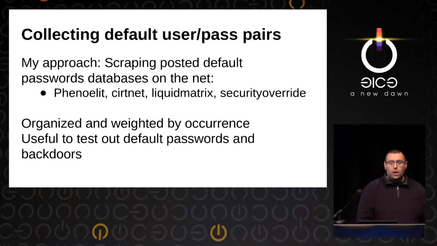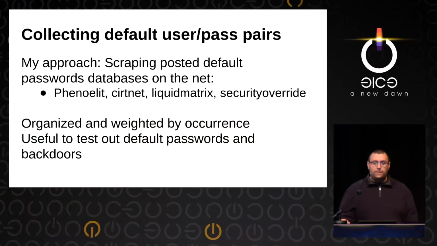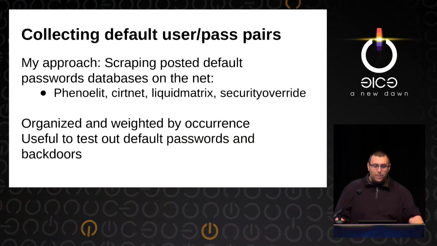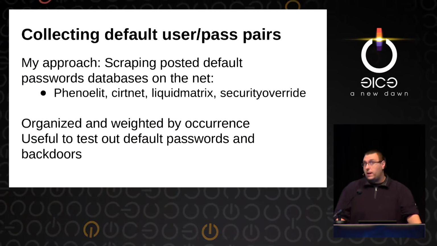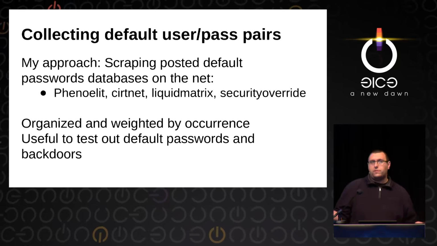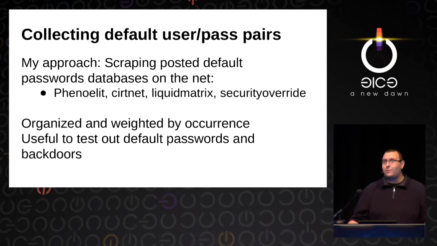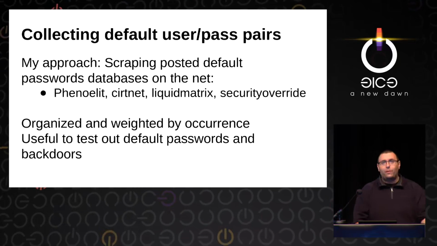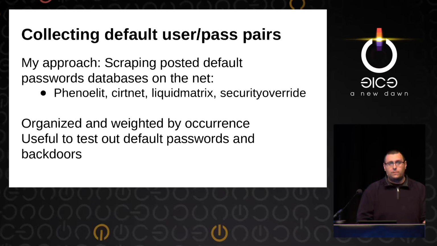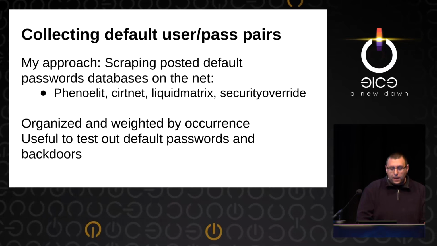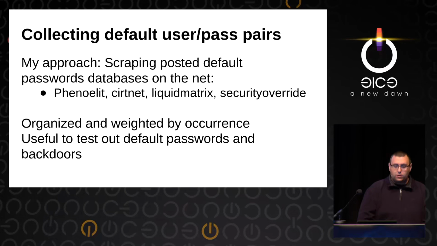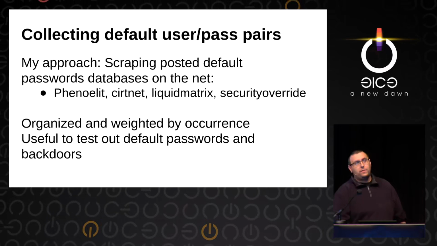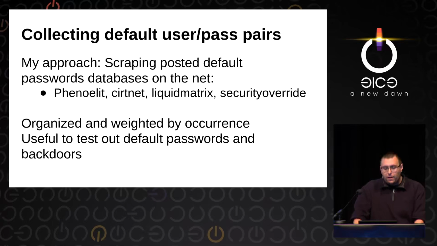The mildly interesting problems are backdoored passwords and collection of data of attacks in the wild. So if you want to collect default user and password pairs, one of the ideas I did was just simply scrape all default password lists. So I would like to first thank all the nice guys from FinoElite, CertNet, Liquid Matrix, DexNet, Security Override that left their password lists of default devices on the net. They're crawled and, of course, organized and weighted by occurrence, which is useful to test if a simple device has a forgotten password.